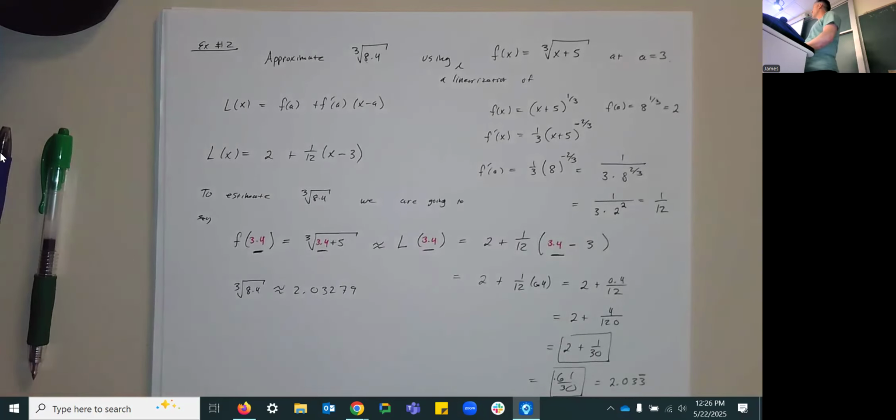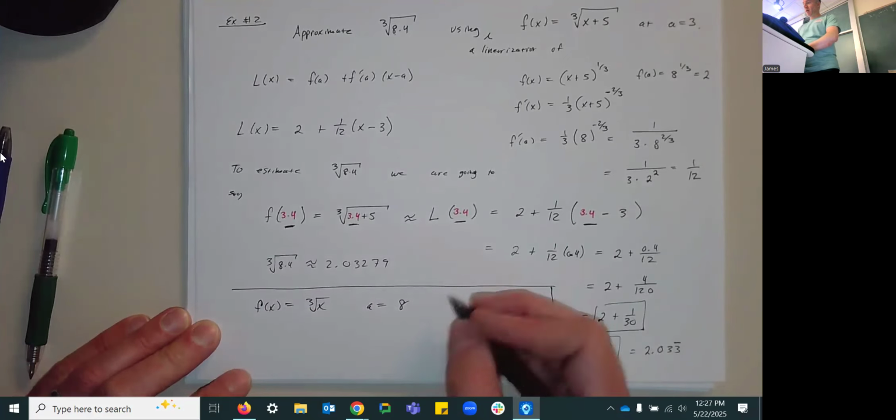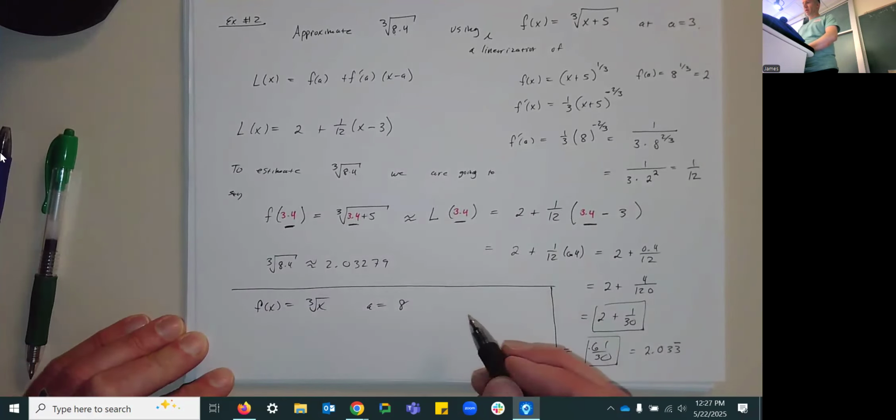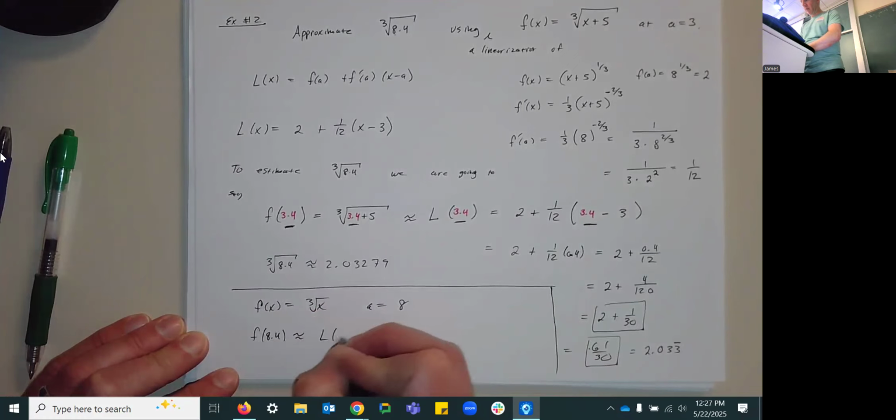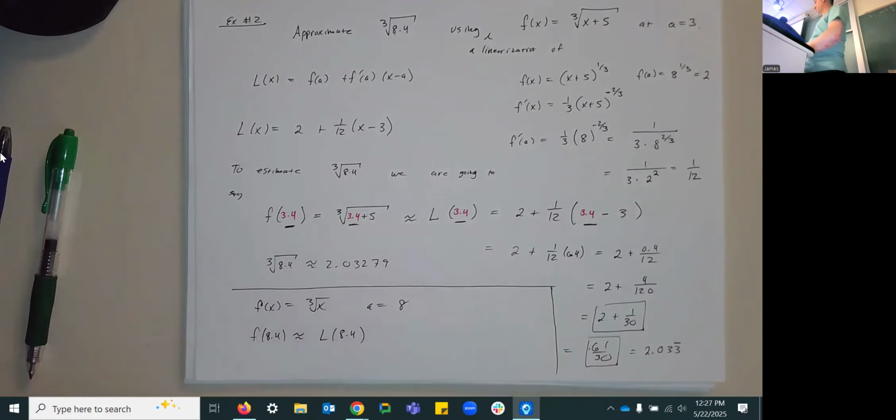But again, if you're given a problem in web work typically where the function isn't like the nice thing you would do, then this is what you would do. In reality, the way you would actually do this is you would say, my f of x is the cube root of x, my a value is 8, and then my f of 8.4 is going to be approximately L of 8.4 after you find the linearization. That's like the more normal way of doing this problem.